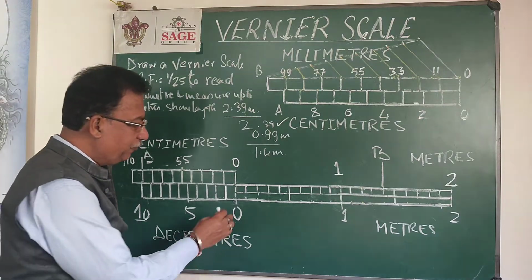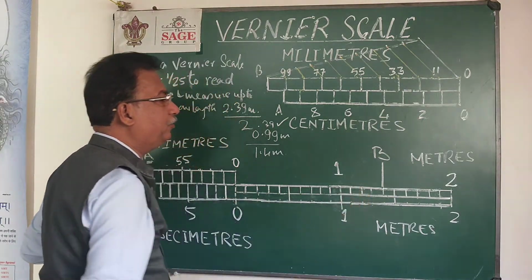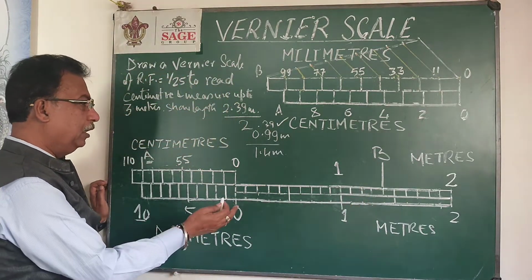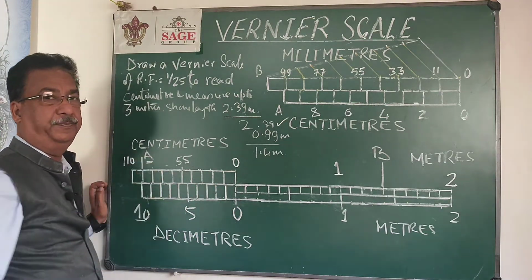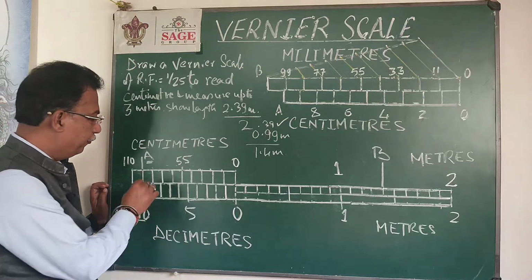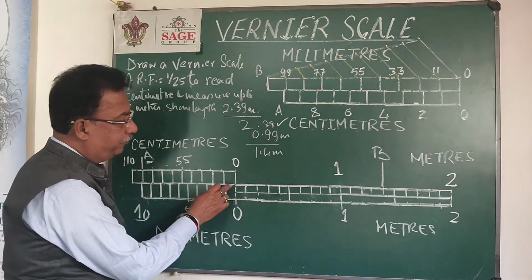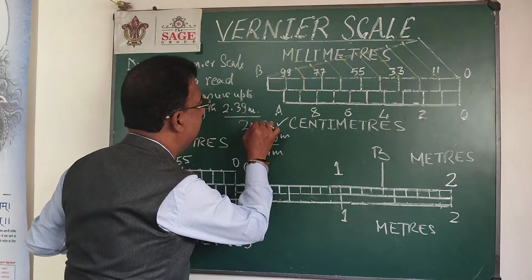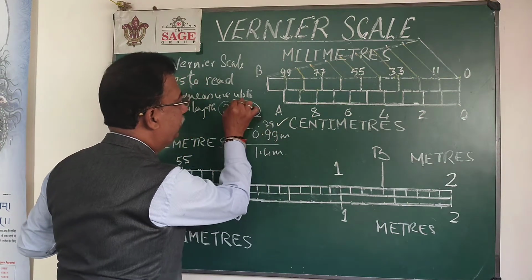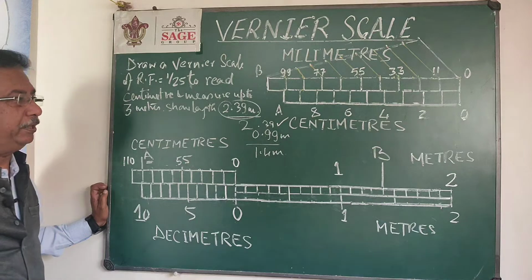Now this is the reason why I have divided all the parts into sub parts, because we have to start measuring from the vernier. When we start from the vernier, we want divisions in all the parts, so that we can get the required distance. So now this distance will be 2.39 from A to B.